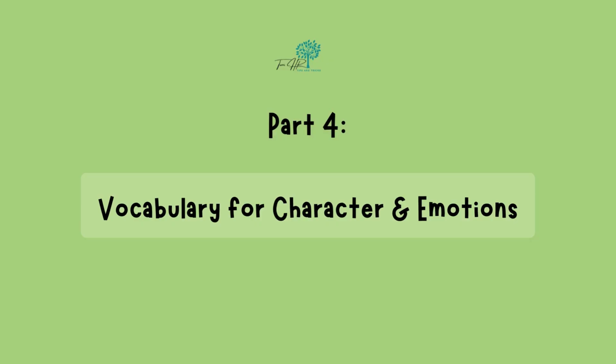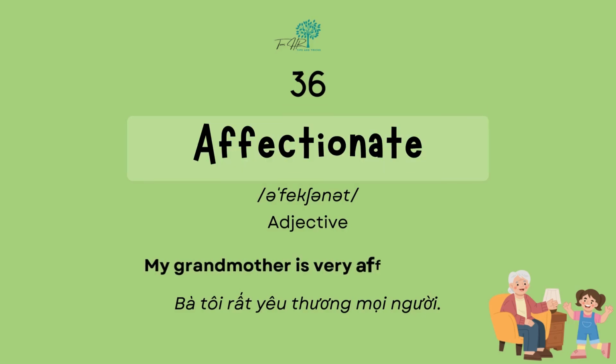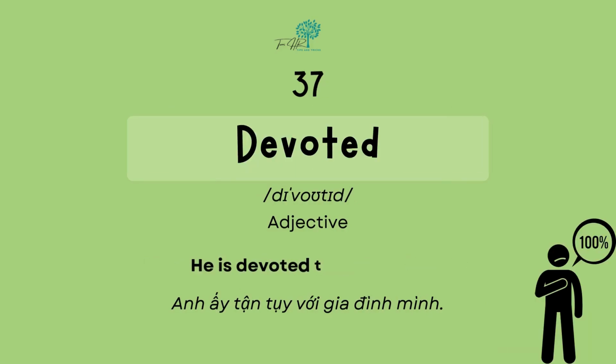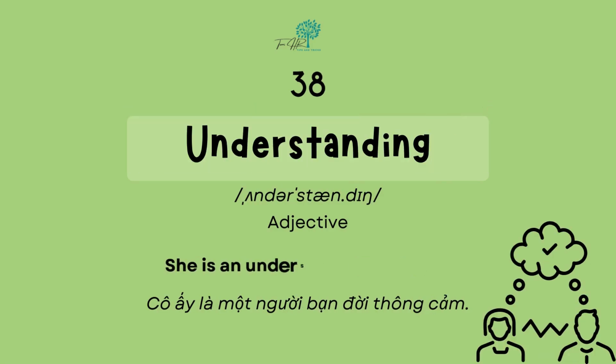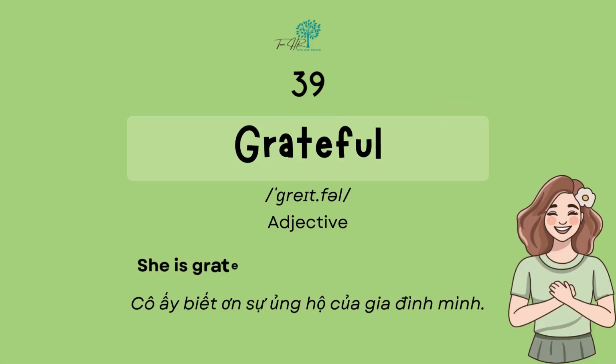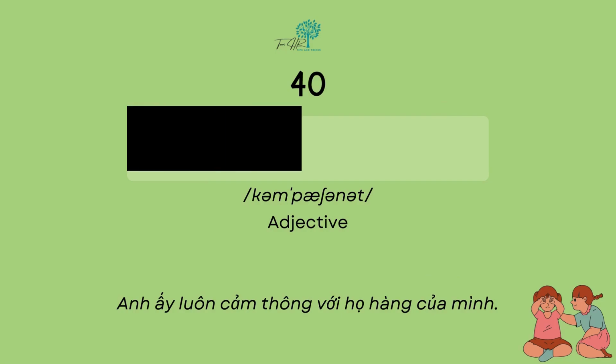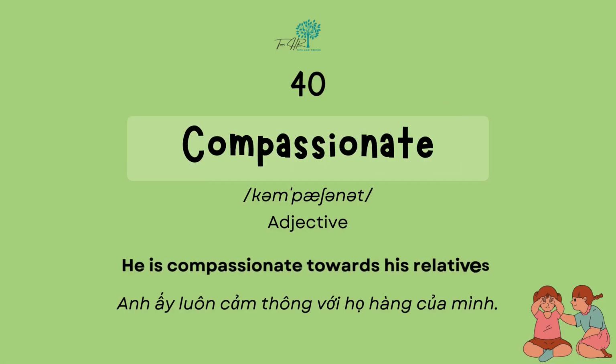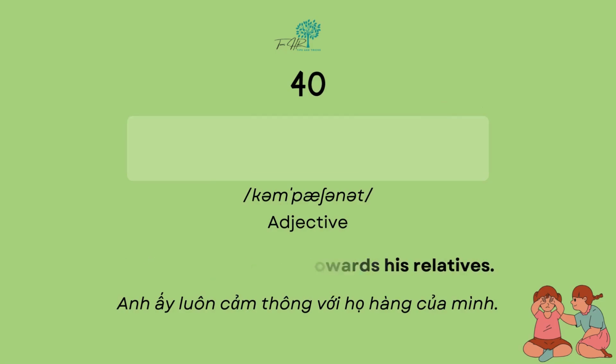Part 4. Vocabulary for character emotions. 36. Affectionate. My grandmother is very affectionate. 37. Devoted. He is devoted to his family. 38. Understanding. She is an understanding partner. 39. Grateful. She is grateful for her family's support. 40. Compassionate. He is compassionate towards his relatives.